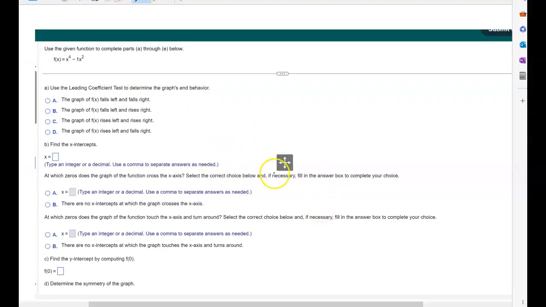Now, to answer this question, we will have to look at the leading term of the polynomial and determine the degree of the polynomial. So the leading term is the term with the highest exponent. In this case, it is x to the 4th. So the leading term being x to the 4th, then we pay attention to the power, the degree, and it is equal to 4, which is even.